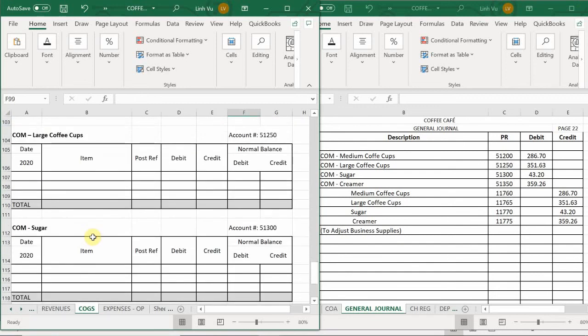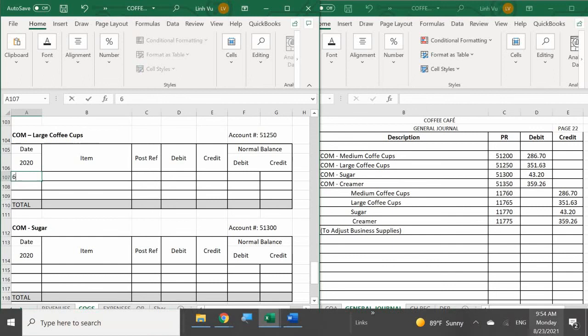Next, what we're going to need to do is our large coffee cups. So 630, adjustment, sold 4,331 cups for a total amount of $351.63. Okay.